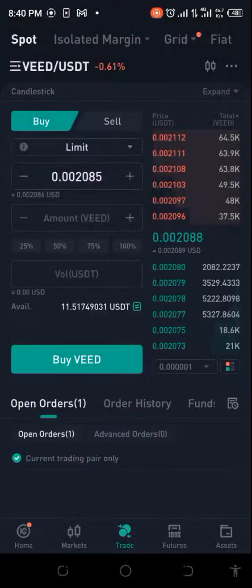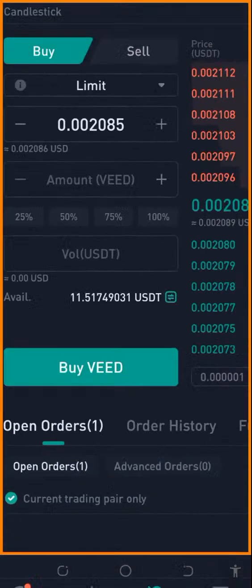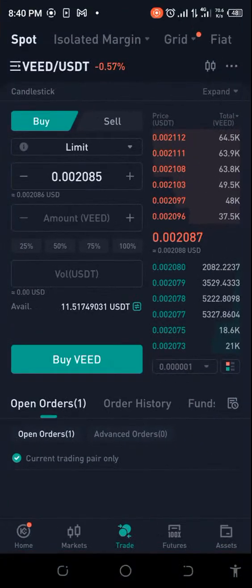Okay, so I've put in my verifications and let's see how it went. We have 11.51. Actually, we should have gotten more, but as you can see, the price has been fluctuating up and down. We were able to sell it at 0.002085. Now it changed to 87. It will keep on going up and down, right?